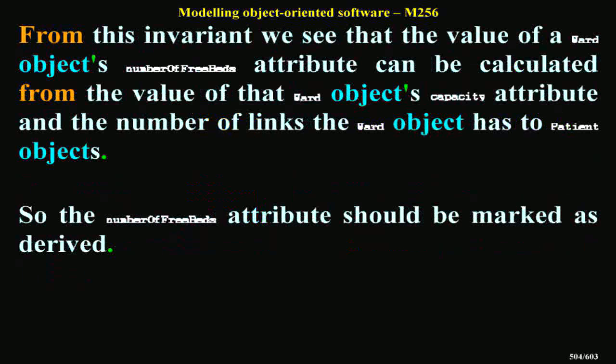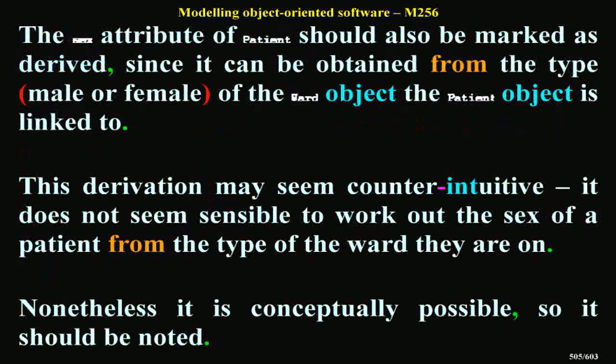From this invariant we see that the value of an object's attribute can be calculated from the value of that object's attribute and the number of links the object has to objects. So the attribute should be marked as derived. The attribute of should also be marked as derived, since it can be obtained from the type male or female of the object is linked to.